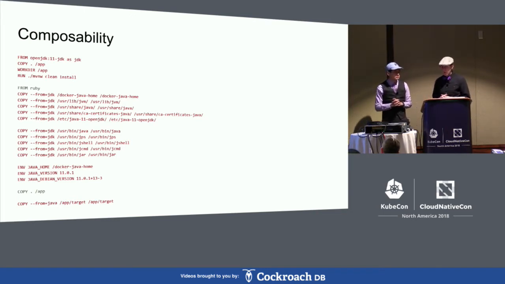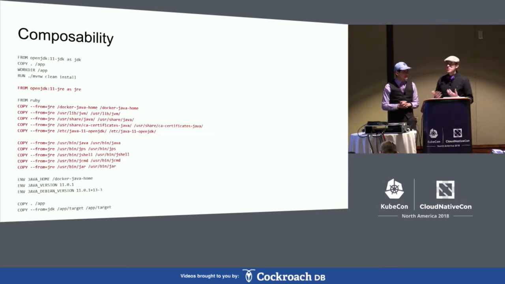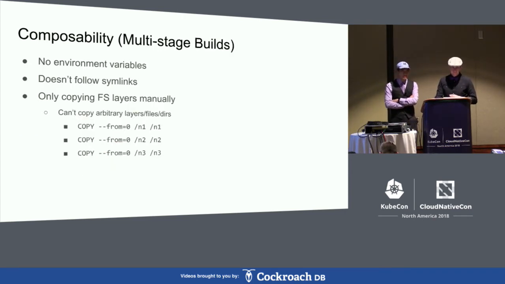OK, so this will work. But there's one more problem. The JDK is meant for compiling code and doing things at build time, but I don't want it in production because that'll increase my security surface area. So I actually want the JRE. So I need a stage for the JDK. I run Maven, compile Java, and then I go to the JRE, and that's the one that I copy in. And now I've composed these two images. So as you can see, this is kind of a cumbersome process. It requires a lot of knowledge about the other image that you're trying to compose with.